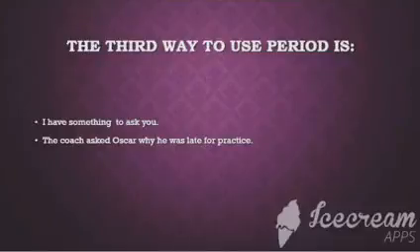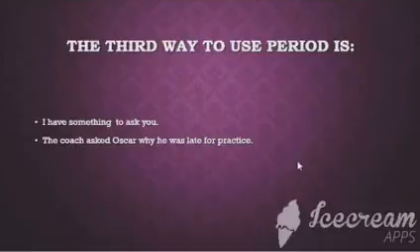I can show you some examples. For example, I have something to ask you. I can tell you in an indirect form that I want to ask you something. But you need to keep in mind that after an indirect question, you need to use a period in this case. Okay. The second is, the coach asked Oscar why he was late for practice. It is an indirect question, if you can see, and we had a period.